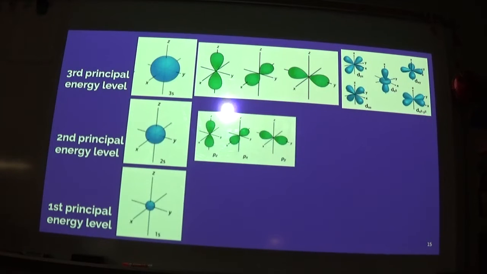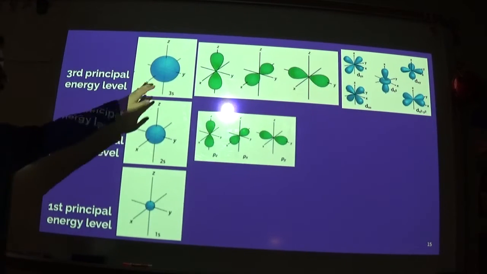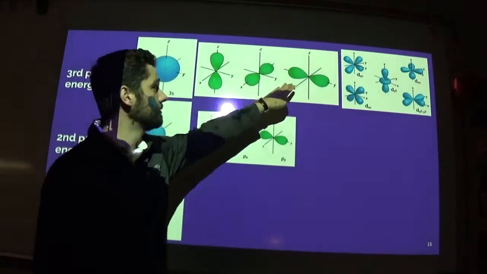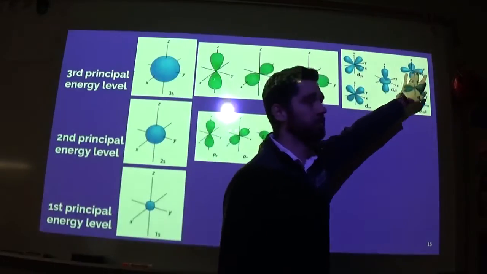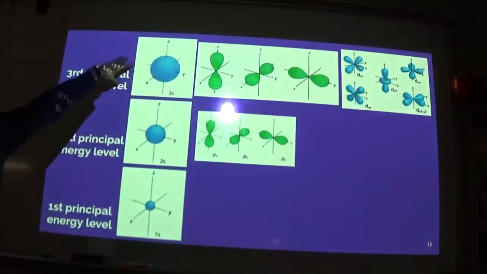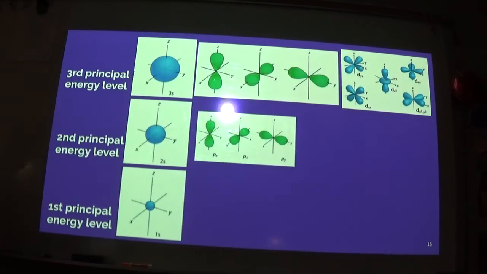So we're filling out our little electron hotel, so to speak. I can put 2 electrons here, 2 can go here, 2, 2, 2, 2, 2, 2, and 2. So you can fit a lot of electrons on the third energy level. 18 specifically, if you fill it up.